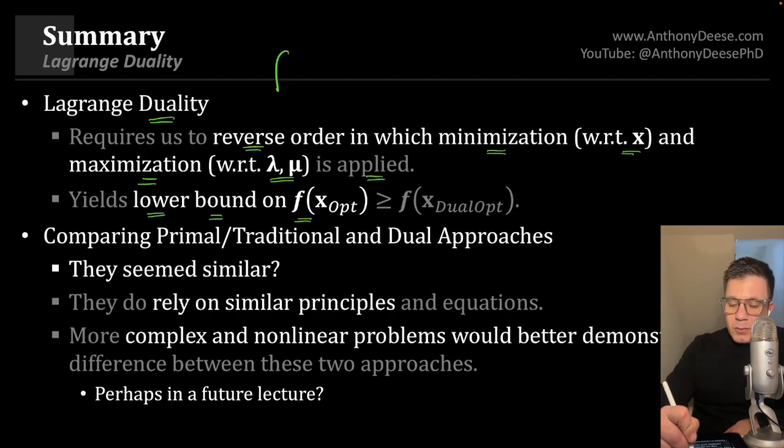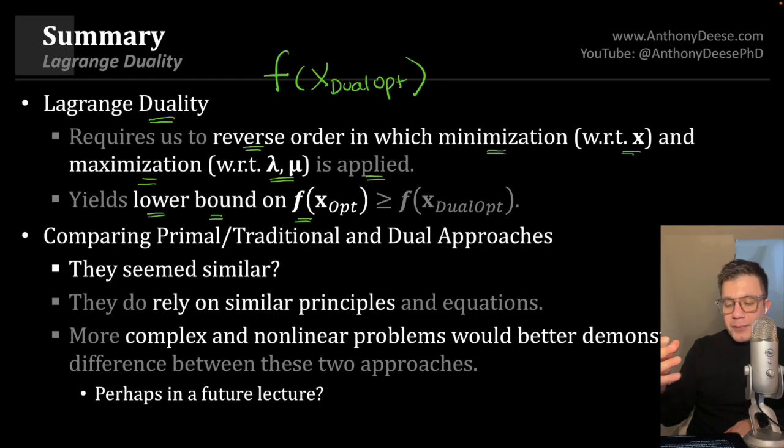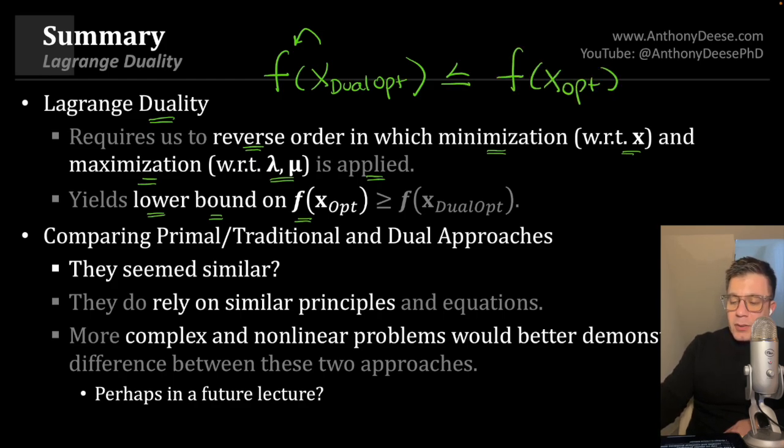Right? So when we apply the dual approach, we end up with x dual optimal or dually optimal. We feed that to our objective function, and whatever that yields is a lower bound on what the objective function would generate if we had the true ideal optimal solution. Now, in a case like this one, where strong duality applies, these two are equal to one another. And the duality gap is simply one minus the other.